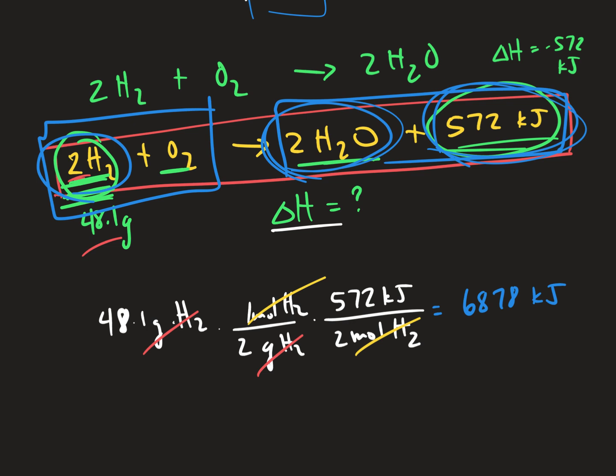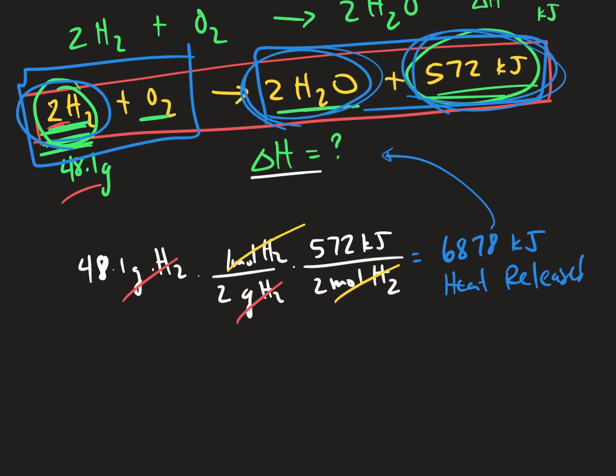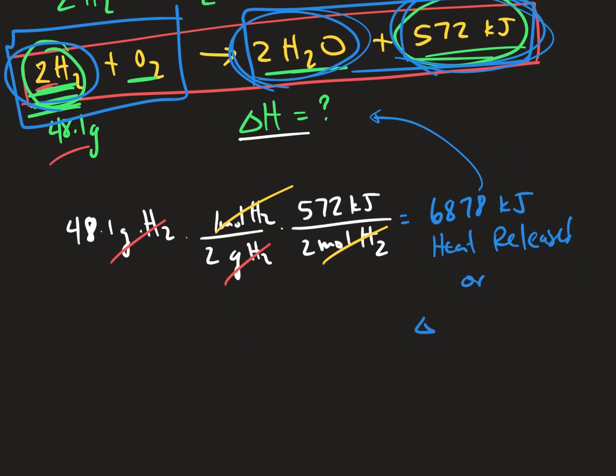So that becomes our delta H. Yeah, that's right. If we're to write delta H, we could say this much heat released, or we could say delta H is negative 6878 kilojoules. So that's when we remembered to throw the negative back in. And so we know it's released, so we know it's exothermic, right?